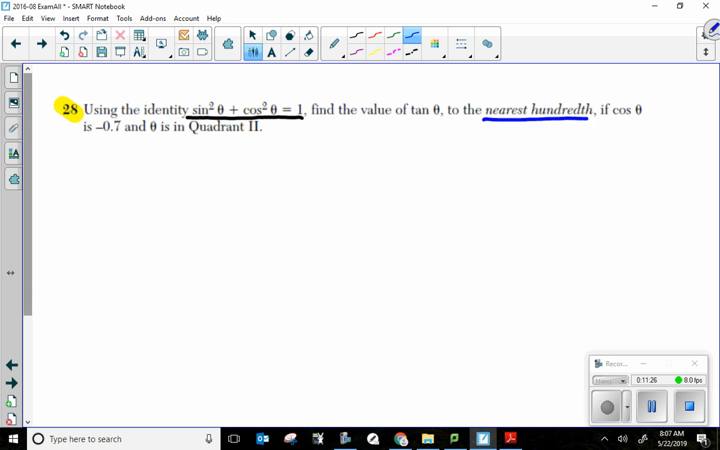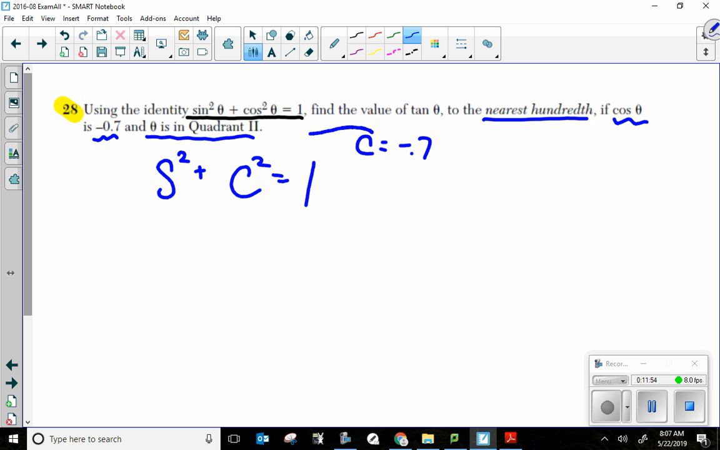If cosine of theta equals -0.7 and theta is in quadrant 2. All right, this will come into play eventually. So first, the way my mind works is I'm going to put S for sine and C for cosine. Sine squared plus cosine squared equals 1. Okay, I know what cosine is. Cosine is -0.7. So I'm going to just substitute that in for my C. So sine squared plus -0.7, that's for cosine. I still got to square it, equals 1.